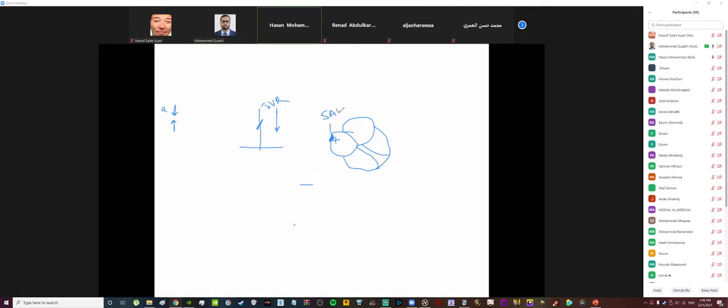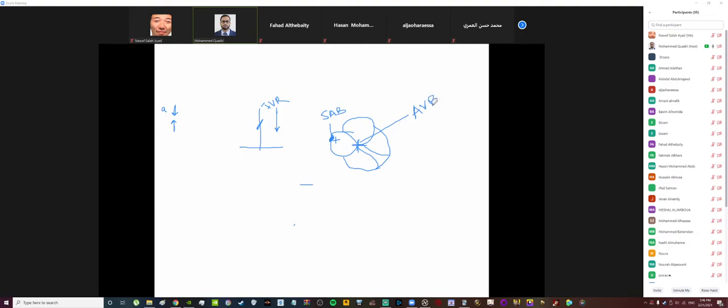Sinoatrial block. Another type of block, which we have talked more about during the ECG also. What is this block known as? AV block, because this is at the junction. Here, at the AV node and the bundle of His, there is a block. So this is known as AV block.